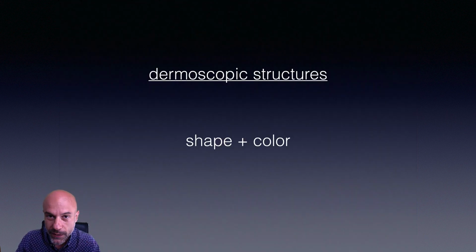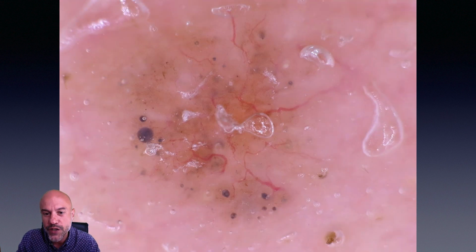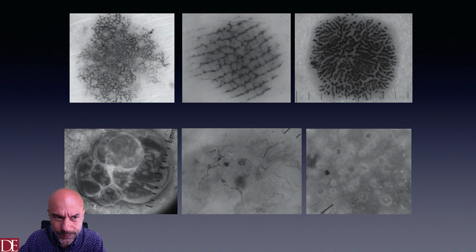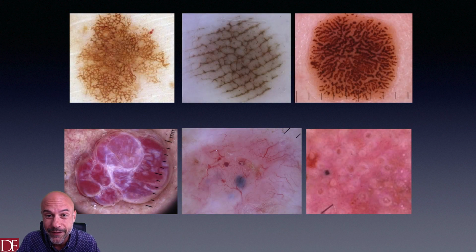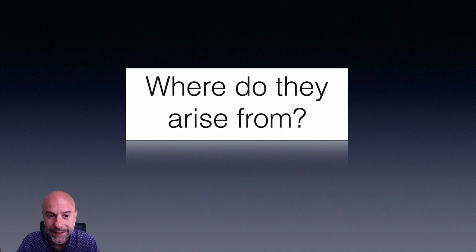So these structures that we see dermatoscopically practically consist of a shape and a color. For instance, here in this image we can see some roundish structures, some linear structures, and we can also see red color, blue color, brown color, white color, and so on. So structures and colors. Of course, both are very important, but especially colors are very, very informative in dermoscopy. And these colors that we see dermatoscopically arise from skin chromophores.